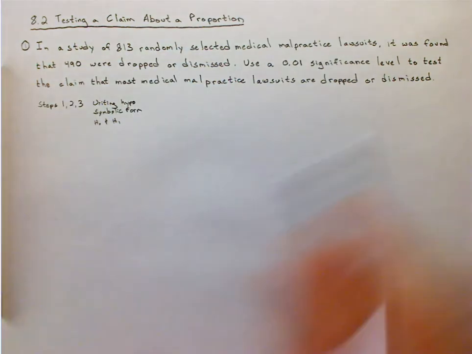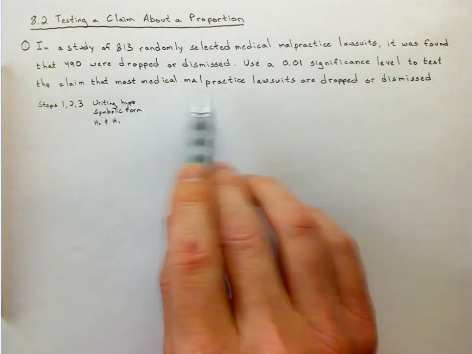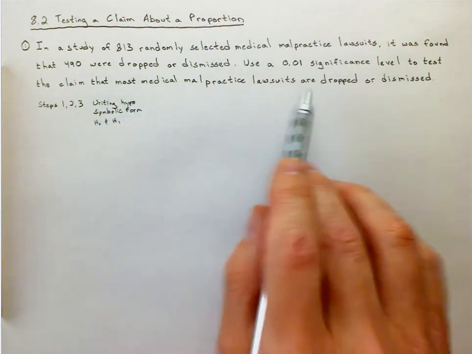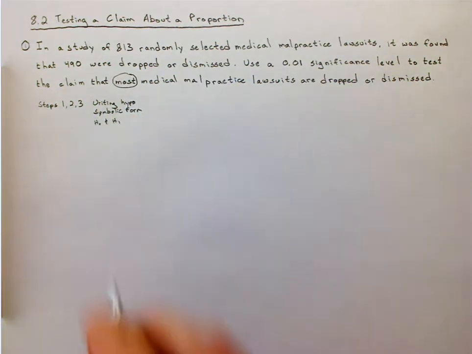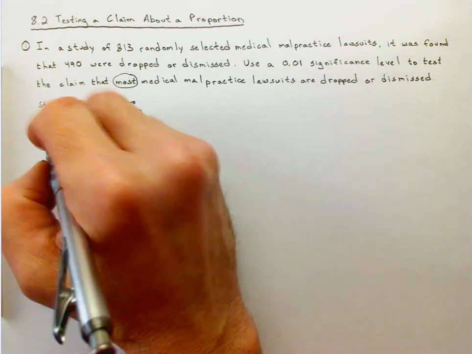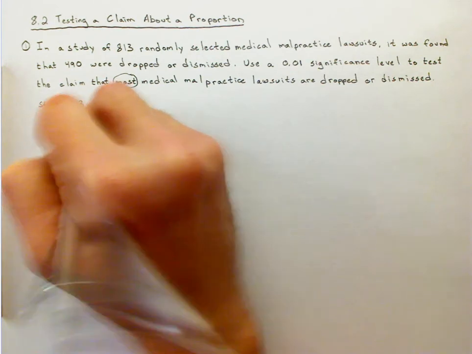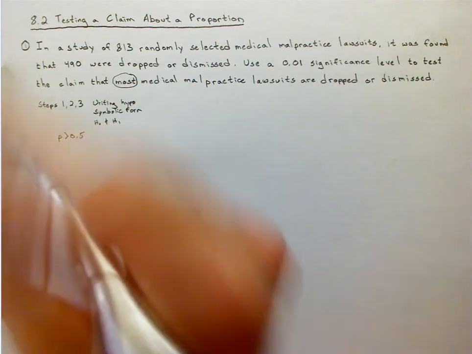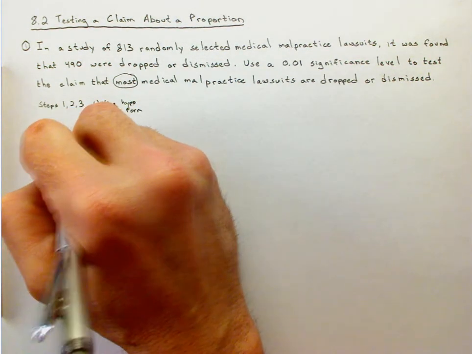So what I'm told is the claim that most medical malpractice lawsuits are dropped. The key word there is most, meaning it should be greater than 0.5. So I know that P is supposed to be greater than 0.5. So there's my original. And then to write the opposite of it, to contain all of our data, I'm going to say this.